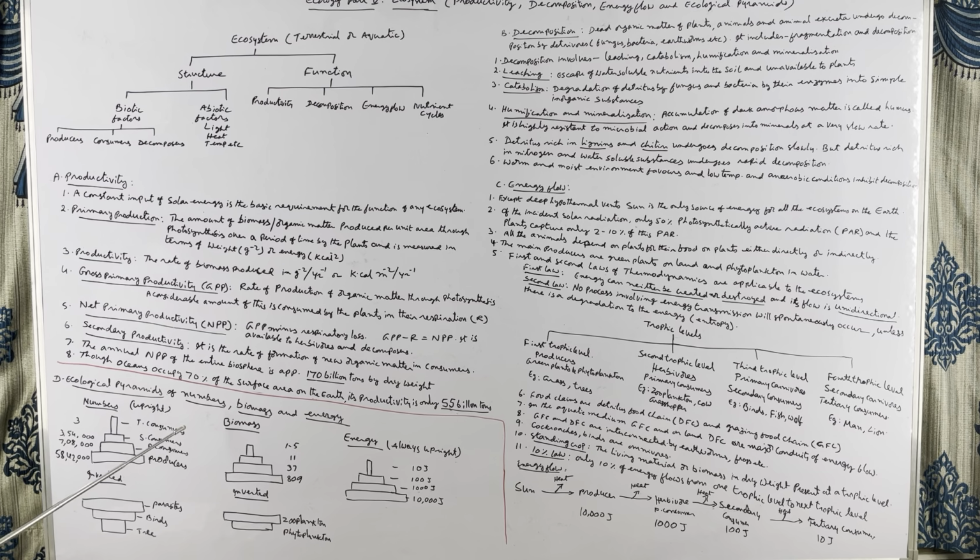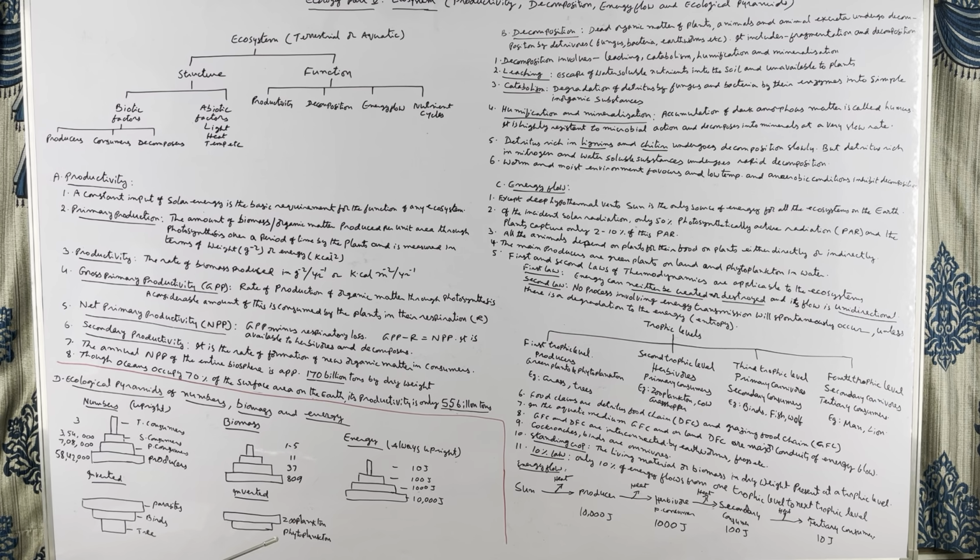Then, ecological pyramids. John Elton proposed ecological pyramids to measure or represent numbers, biomass and energy present in a particular ecosystem. Here, the producers form the bottom box. Primary consumers form the second level, secondary consumers form the third level, and tertiary consumers form the fourth level. Each level is represented in the form of a box. So this is the pyramid of numbers.